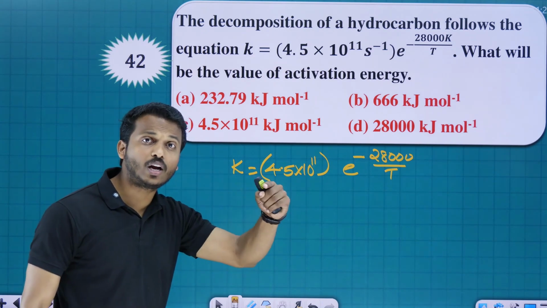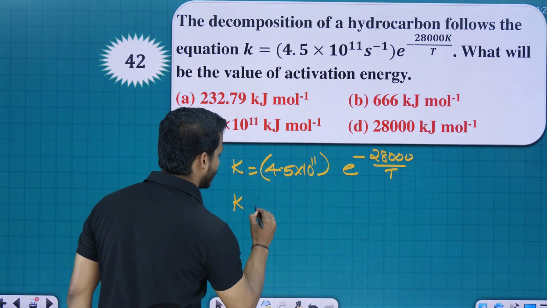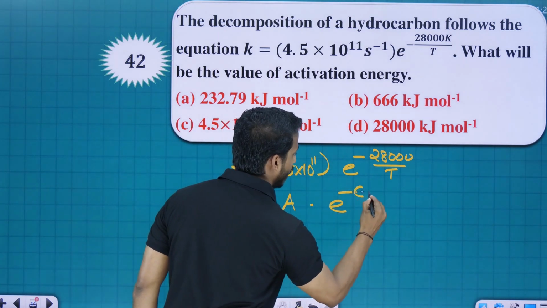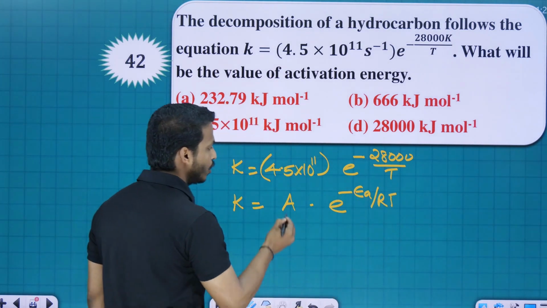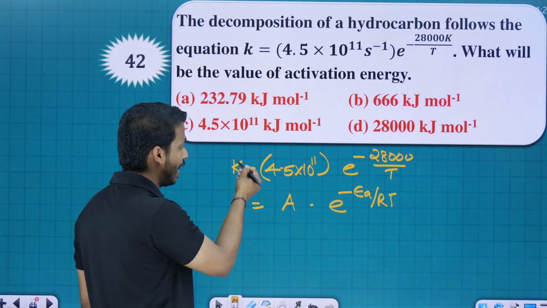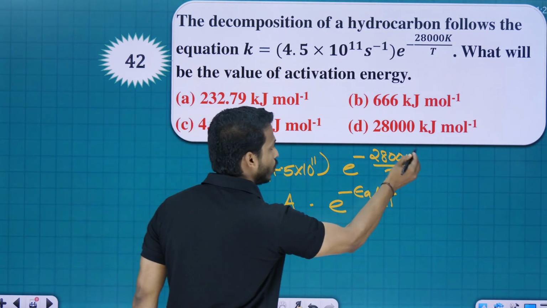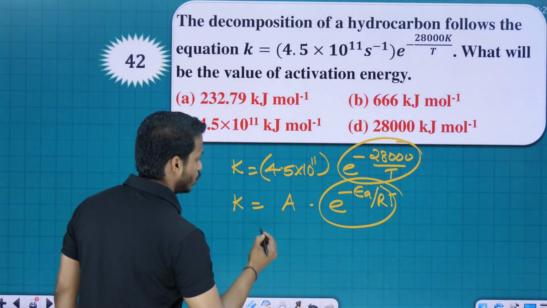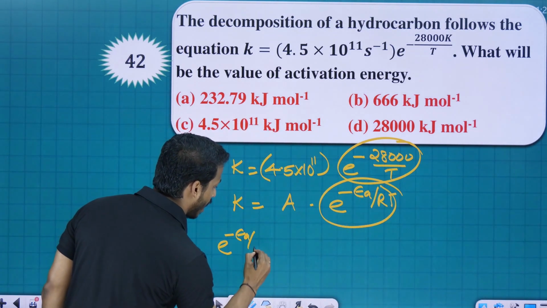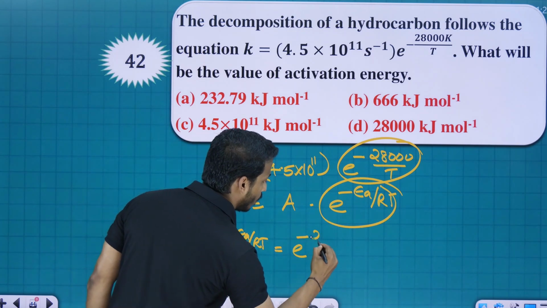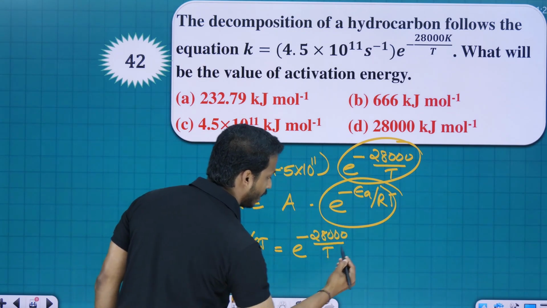See, this equation is very close to our Arrhenius equation. What is Arrhenius? K is equal to A into e raised to minus Ea by RT. So A is this one. We can match it. LHS is equal, so RHS we can equate. So I can equate this with this one. So I can write minus Ea by RT equal to minus 28,000 divided by temperature.